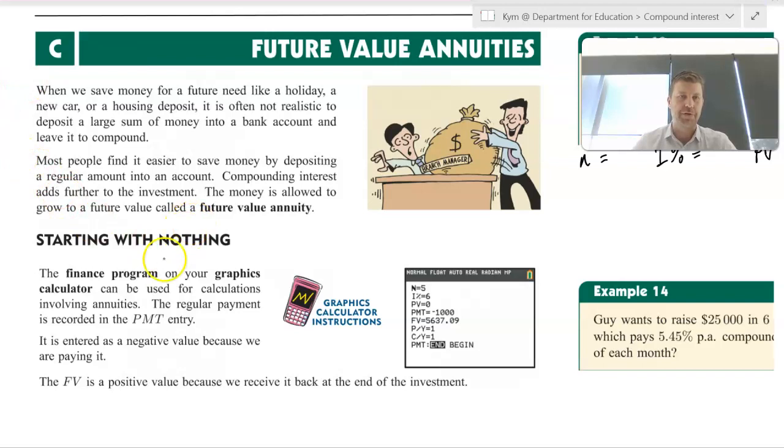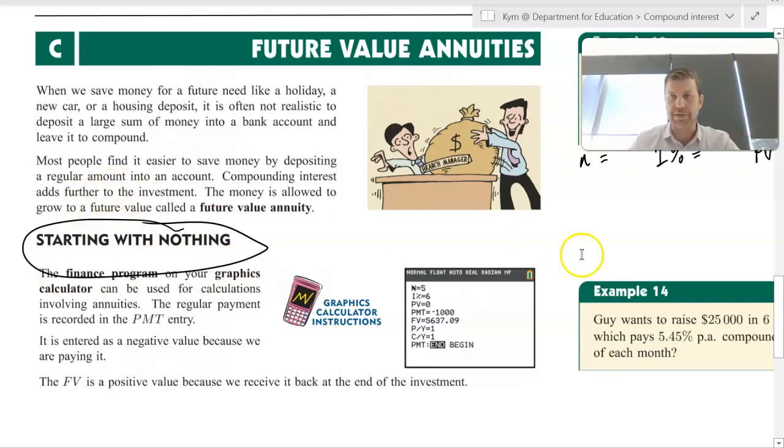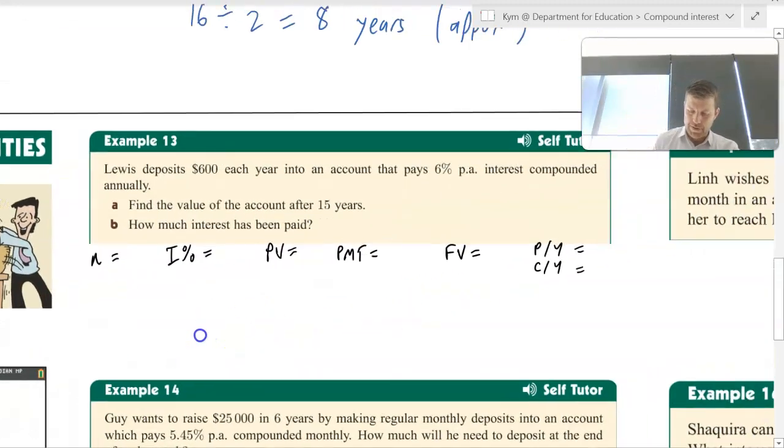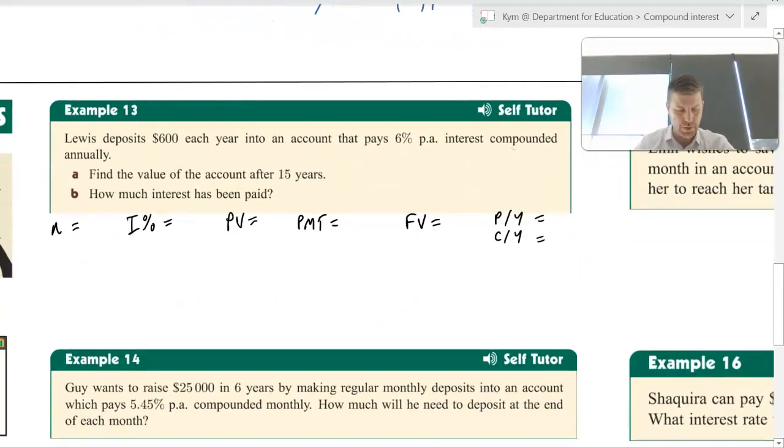Today, we're going to be looking at future value annuities where we're starting with nothing. So there's no initial amount that's been invested. Let's just say we're going to start by putting in, like I said, $500 every month. So let's have a look at our first example here. It says Lewis deposits $600 each year into an account that pays 6% per annum, interest compounded annually. Find the value of the account after 15 years and how much interest has been paid.